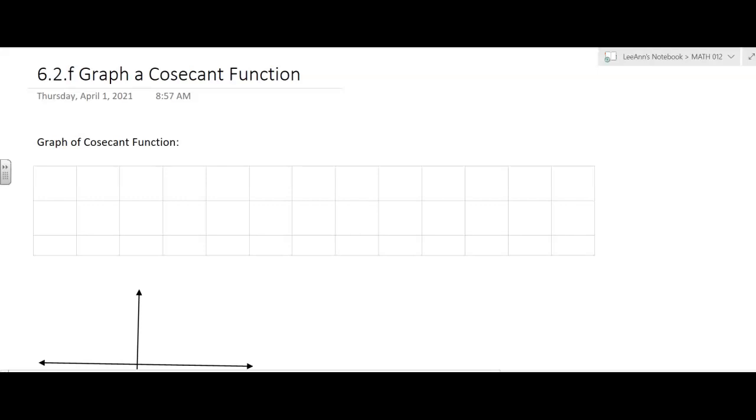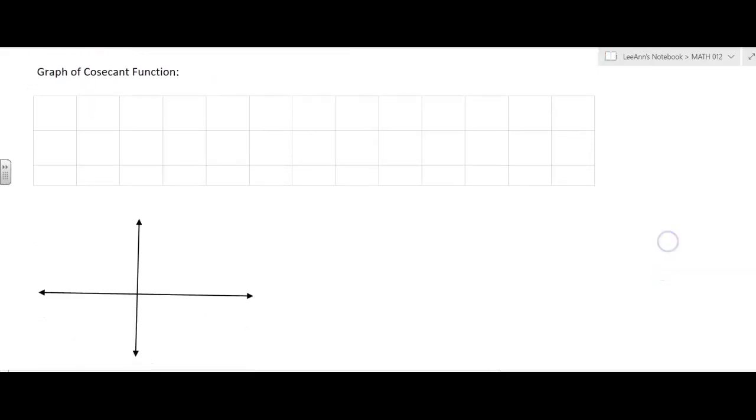So now we're going to graph a cosecant function. Remember that cosecant of t is equal to 1 over sine t. Okay, so I'm going to get a little quadrant here going. And remember those ordered pairs, 0, 1, 1, 0. I'm sorry. Well, remember them, but I just wrote it wrong.